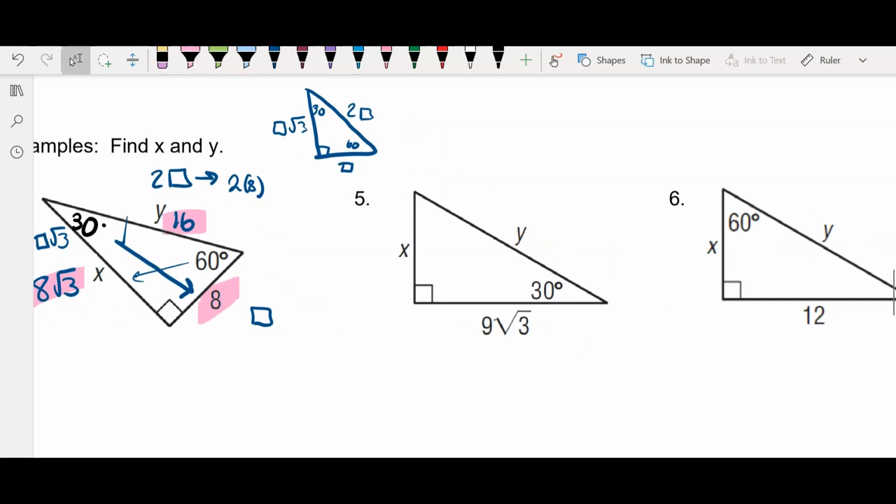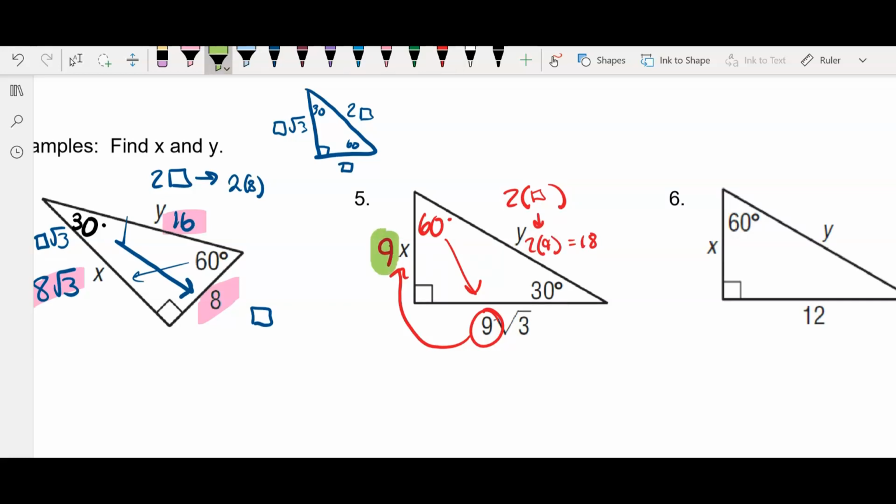All right, next one here. Looks like we have, across from the 60-degree angle, 9 root 3. So this is the short leg. The short leg equals... I'm sorry, the short leg is 9. And then here, this would be 2 times the short leg. I want to put a box, actually. 2 times 9, which we'll get is 18. So we're going to get here 9 root 3, and 18.